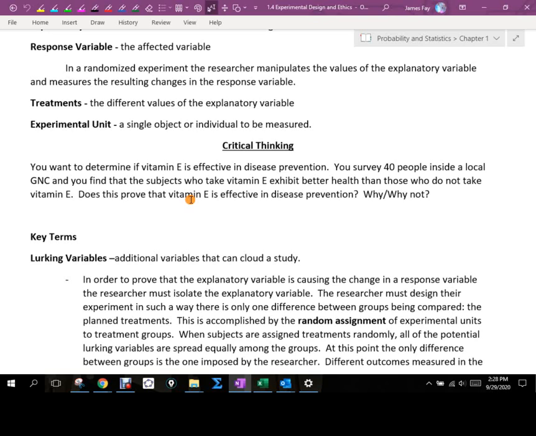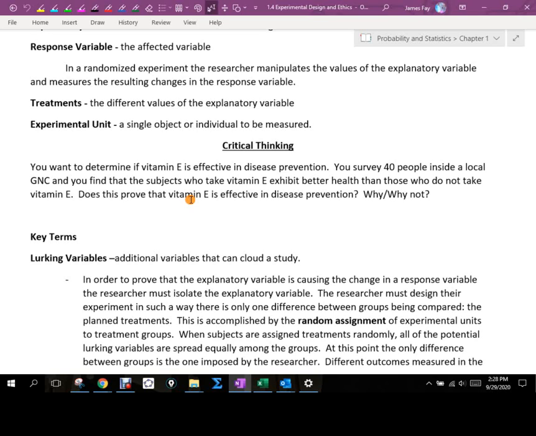But if I read this, they said, you want to determine that vitamin E is effective in disease prevention. You survey 40 people inside a local GNC, and you find that the subjects who take vitamin E exhibit better health than those who do not take vitamin E. Does this prove that vitamin E is effective in disease prevention? Okay. So here's my question. If I'm in GNC, well, first of all, when I do this survey of 40 people and I'm in GNC surveying people about vitamin E, what kind of sampling technique is that?